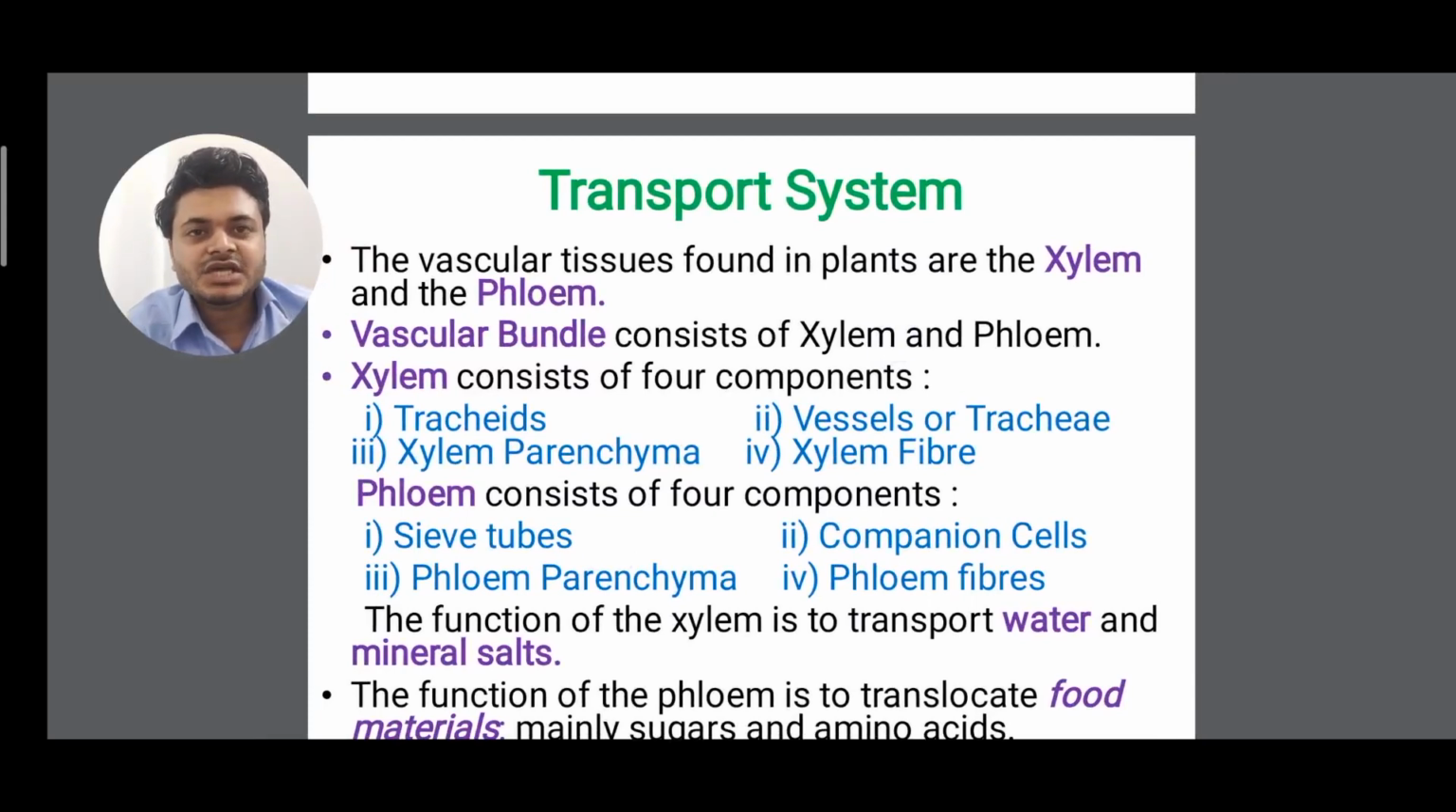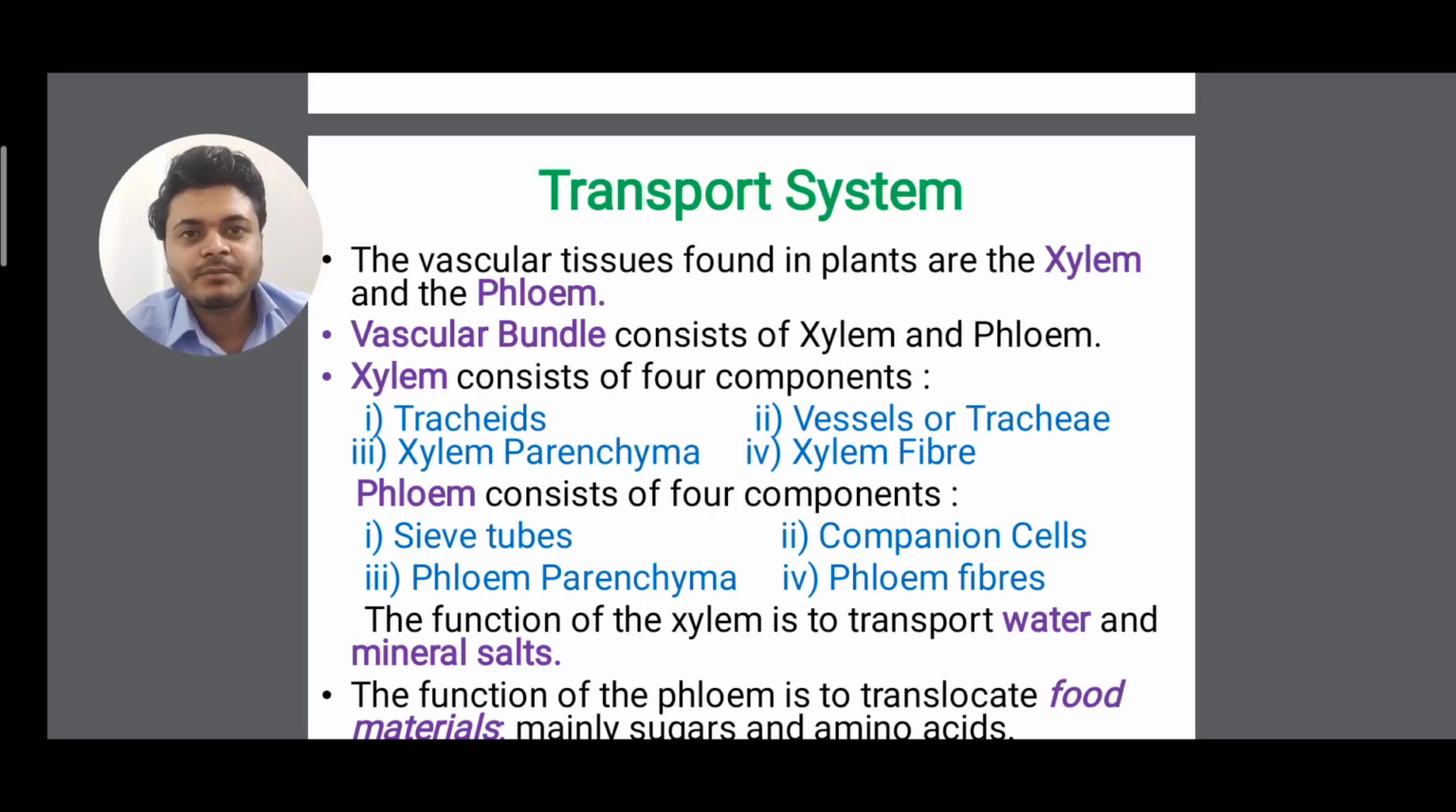So xylem also has four components. One is tracheids, next is vessel or tracheae, next is xylem parenchyma, and fourth is xylem fiber. So out of the four components of xylem, three are dead, only xylem parenchyma is living. That's why xylem is considered as a dead tissue, because three components are dead.